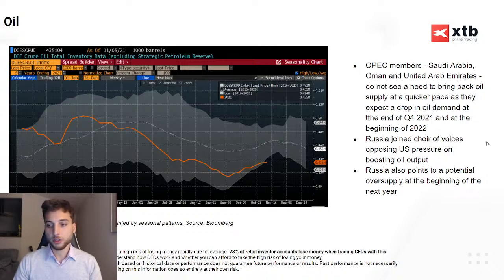We also saw Russia join in with the voices opposing U.S. pressure on boosting oil, and Russia is also pointing to a potential oversupply at the beginning of next year. So we have these two conflicting narratives at the moment on the oil market. We have the U.S. trying to push for an increase in supply from OPEC and oil-producing countries like Russia, on the need of, let's say, rising demand and lower inventories. But at the same time, we are seeing the counter narrative by these OPEC members saying, no, we expect demand to drop towards the end of the year, and we expect supply to catch up, in a sense.